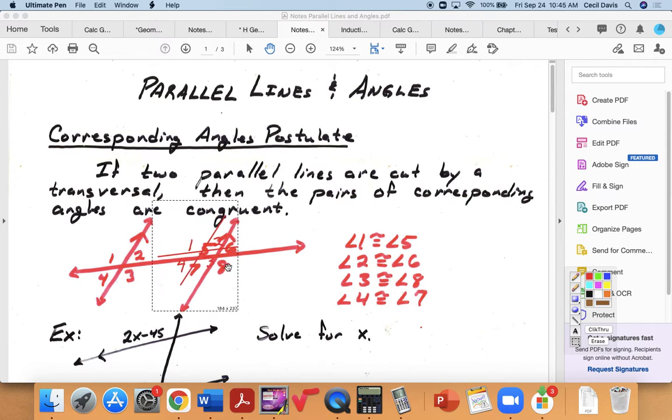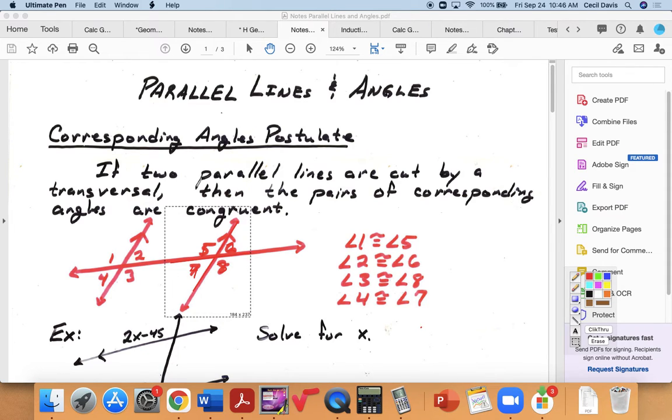And notice, where does the 1 fit? Over the 5. And what kind of angles are 1 and 5? Corresponding. And where does the 2 go? To the 6. The 4 goes to the 7 and the 3 goes to the 8. The corresponding angles are going to be the same size because if I just slide them along the transversal, they're in exactly the same place and they're the same size.